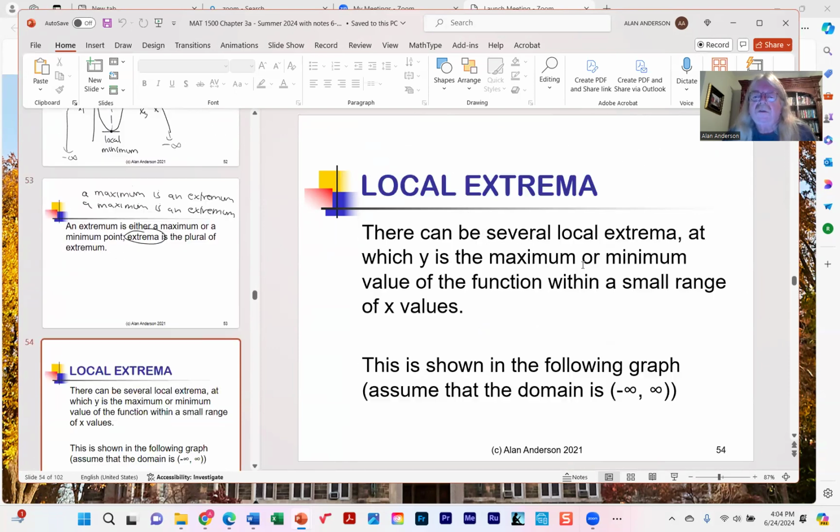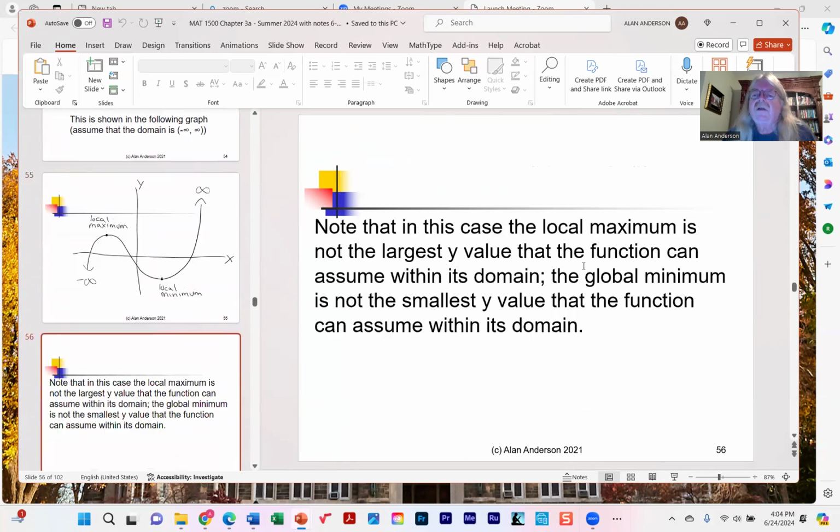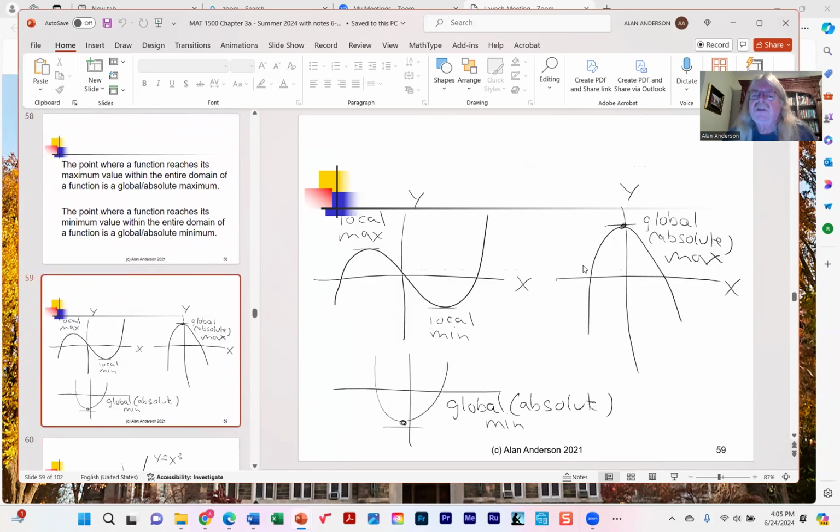The word global refers to the case where that point is not just a local, but the actual largest value that the function will ever achieve. Over here on the right, you can see it's called a global or absolute maximum. And down here in the bottom left-hand corner, this is as small as the function will ever get. And so that becomes a global or absolute minimum.